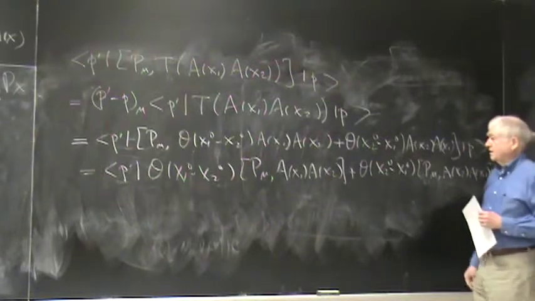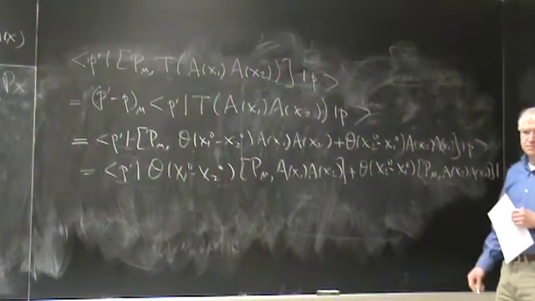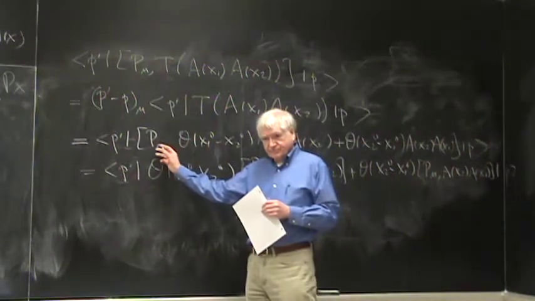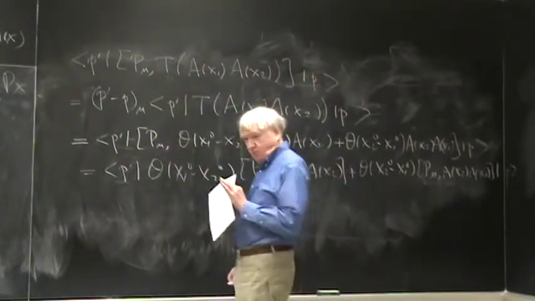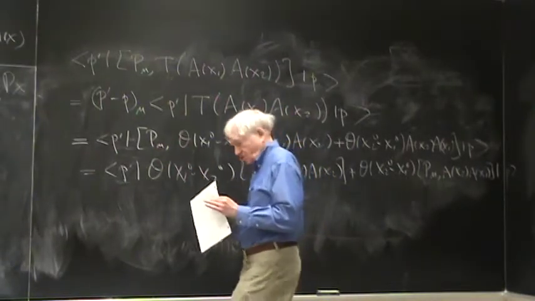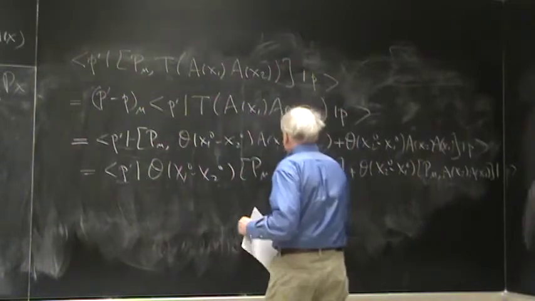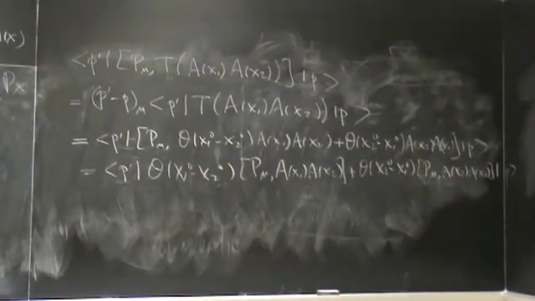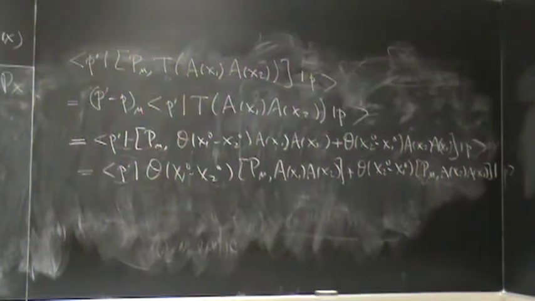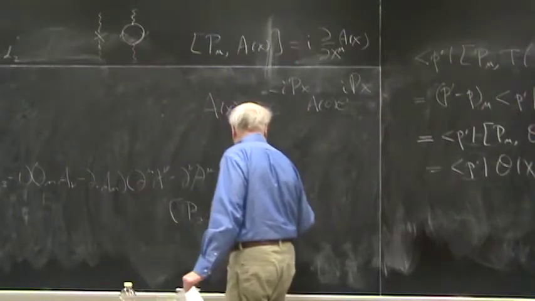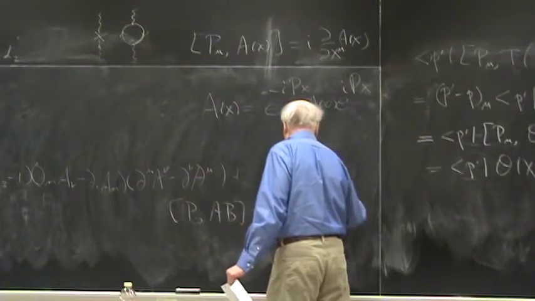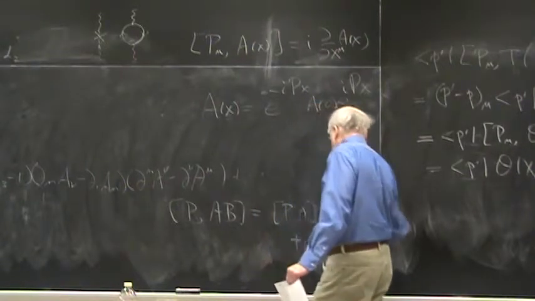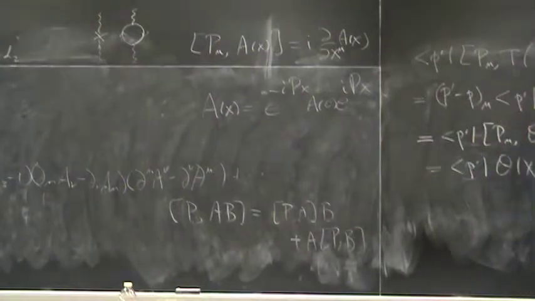Are we just saying that time ordering can be pulled out of the commutator? Sure. Because it's a function and this is an operator. Okay, well, the commutator of a product, say just P with A B, of course, is the commutator of P with A times B plus A times the commutator of P with B. So this is just always true.